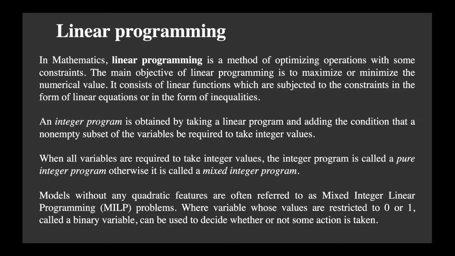In mathematics, linear programming is a method of optimizing operations with some constraints. The main objective of linear programming is to maximize or minimize a numerical value. It consists of linear functions, which are subjected to constraints in the form of linear equations or inequalities. An integer program is obtained by taking a linear program and adding the condition that a non-empty subset of the variables be required to take integer values. When all variables are required to take integer values, the integer program is called a pure integer program, otherwise it is called a mixed integer program.